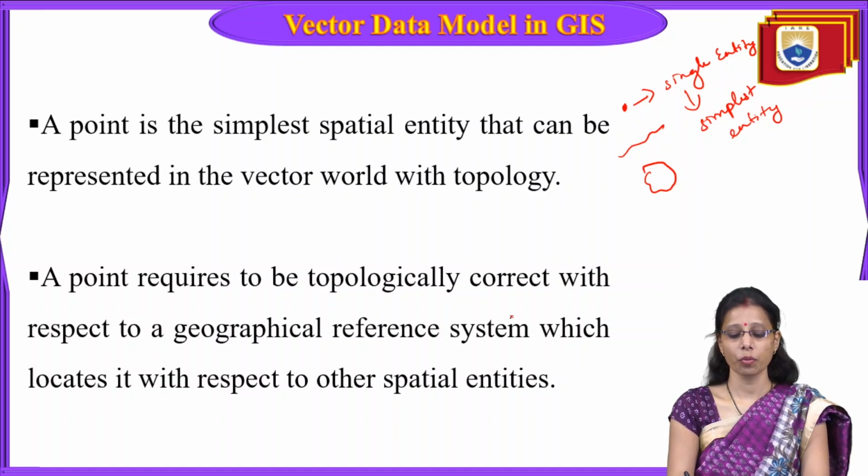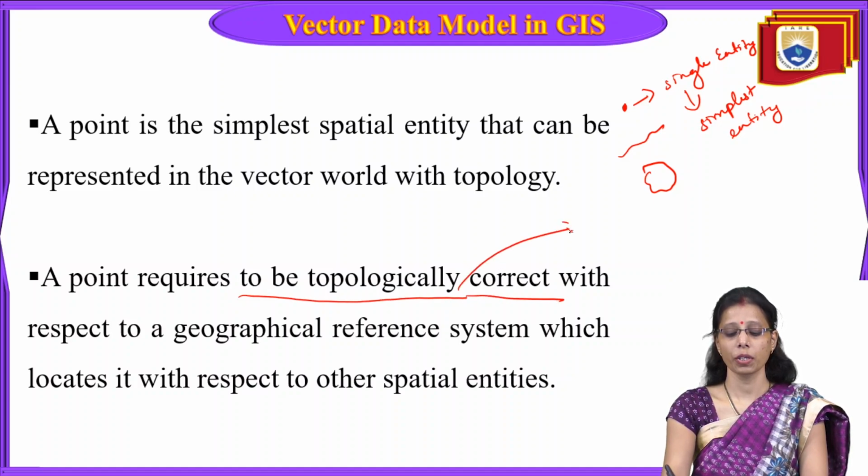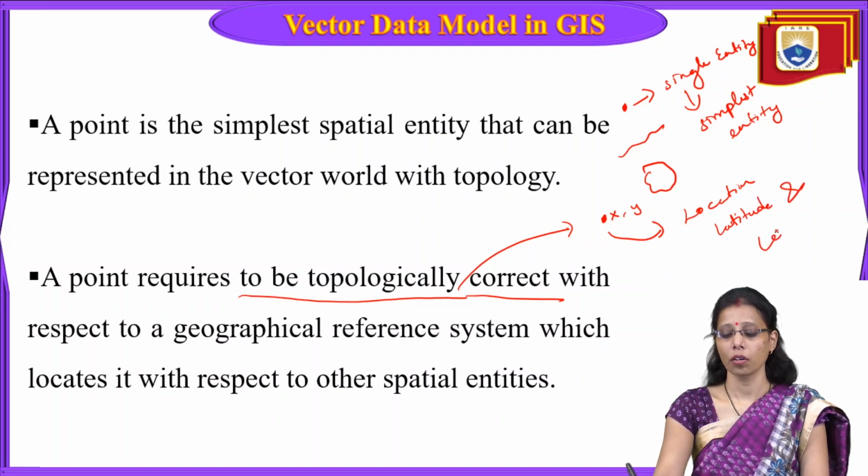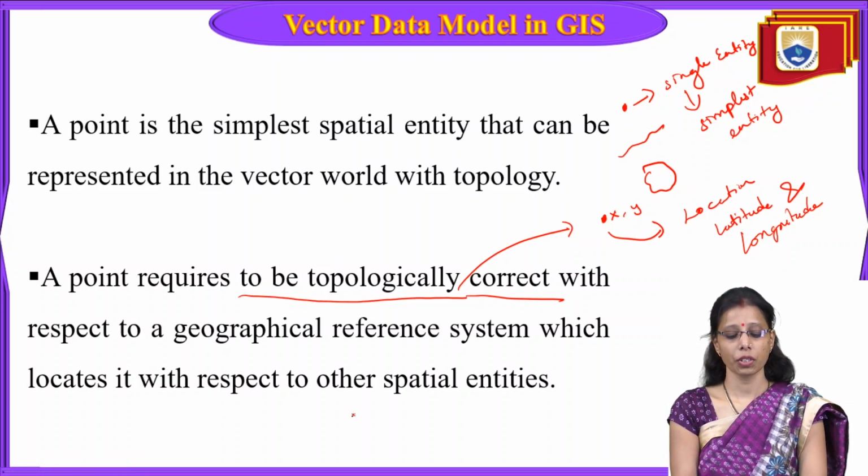A point requires to be topologically correct. Topologically correct means the point should have an x and y coordinate for a location, correct with respect to the geographic reference. What is a geographic reference? When you assign the location, that is latitude and longitude. This is the geographical reference system, which locates the point with respect to other spatial entities.